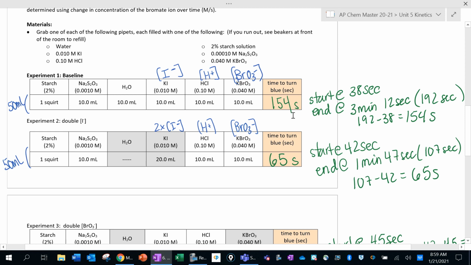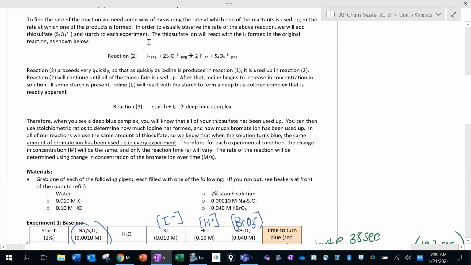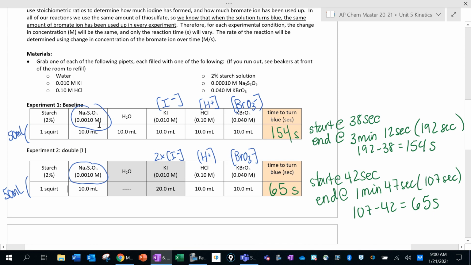Just the way this reaction works is the reaction turns blue when all of your sodium thiosulfate gets used up. I feel like I should point this out. It goes into more detail about this up here, but when all your sodium thiosulfate gets used up, that's when it turns blue. And we're adding the same amount of sodium thiosulfate in every experiment. So that's key to know. So this part is the same. The only thing that's going to be different is how long it took for it to turn blue.